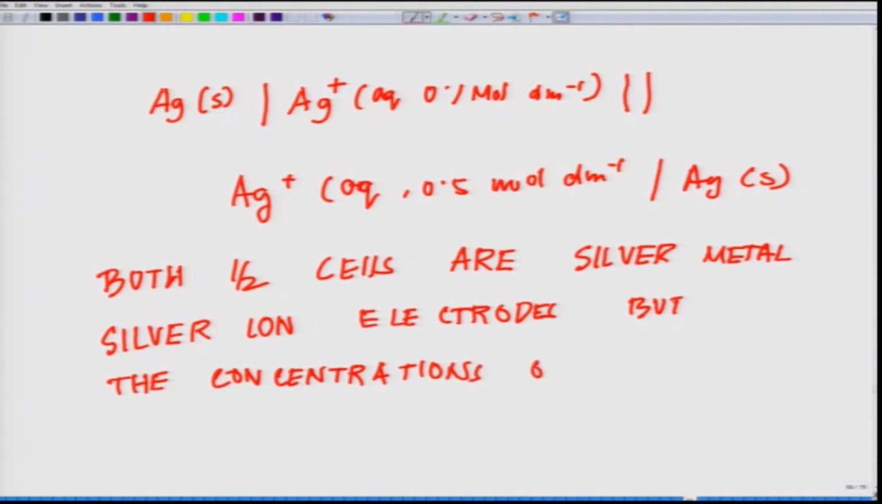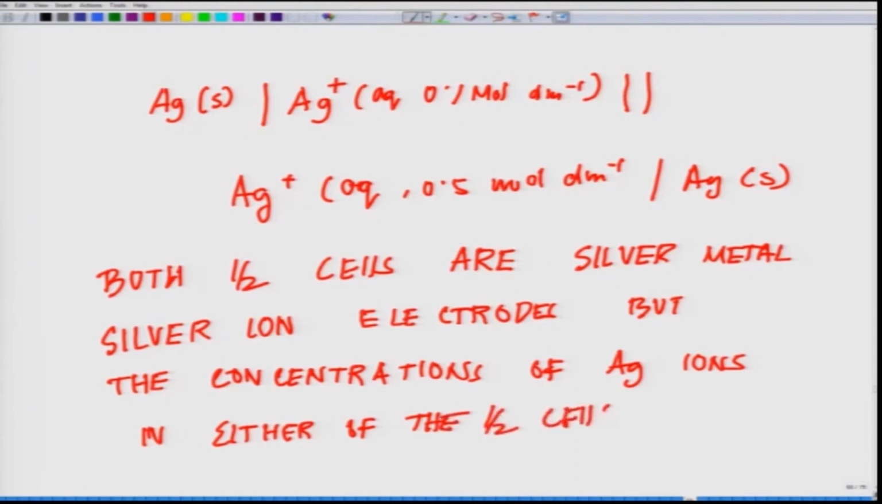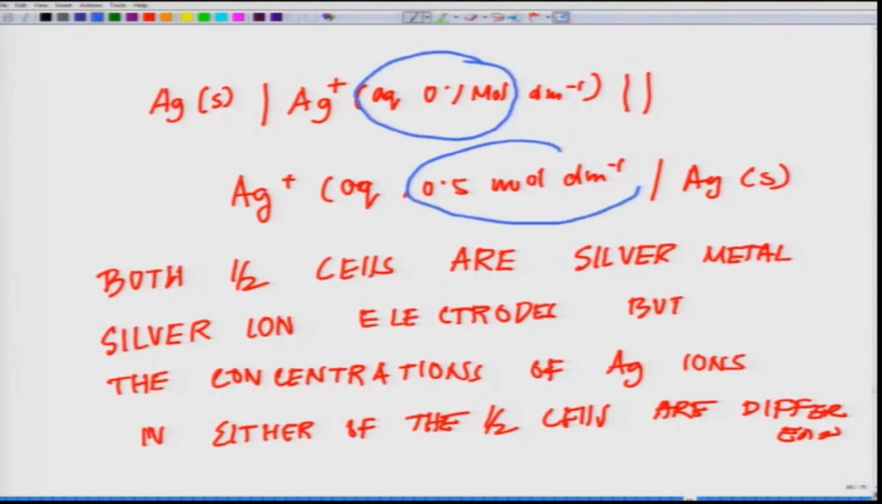The concentration of silver ions in either of the half cells is different, as you can see clearly. This is the difference here.